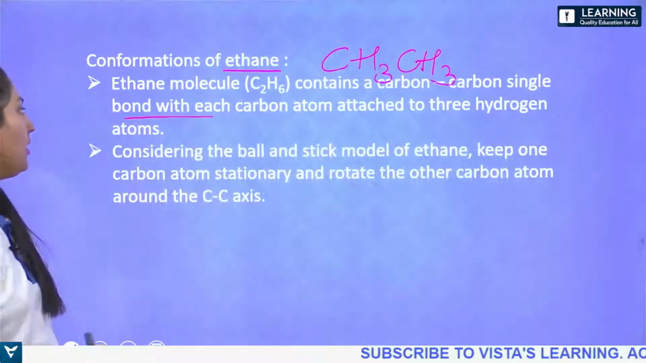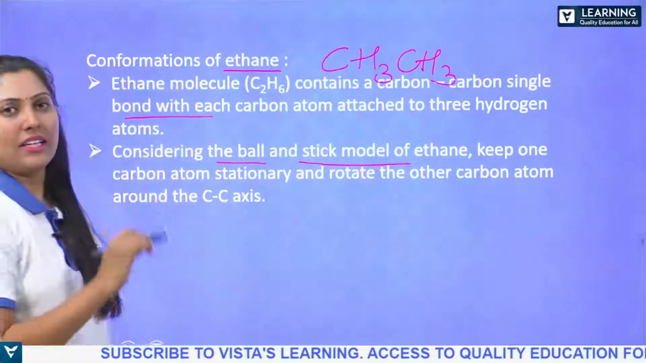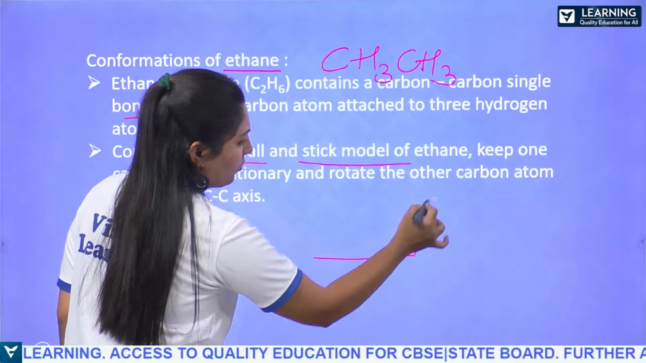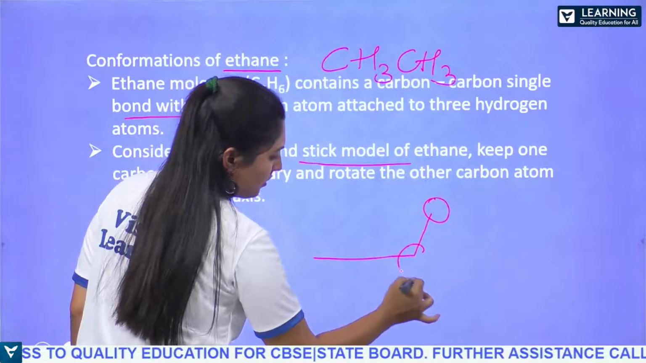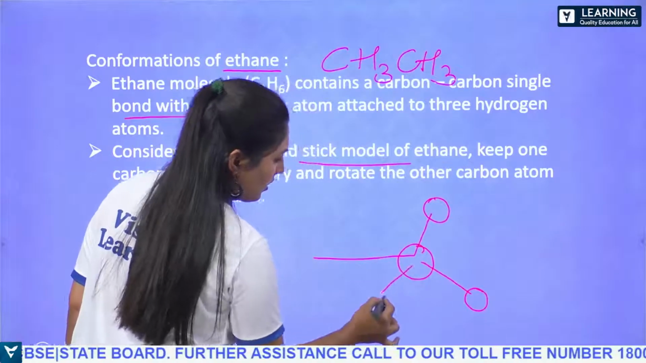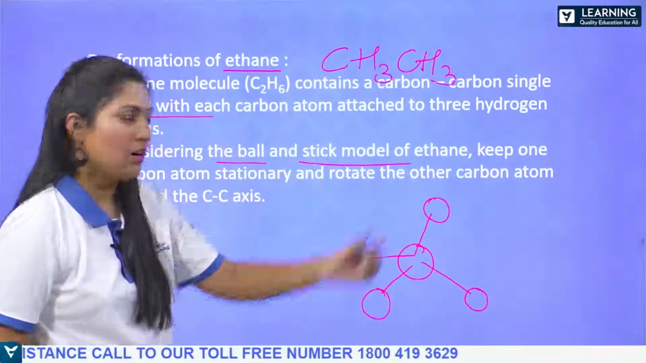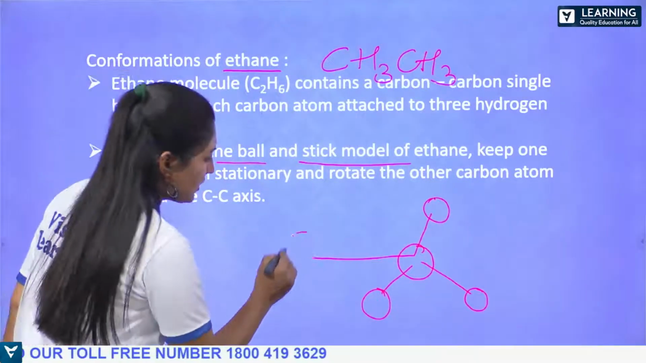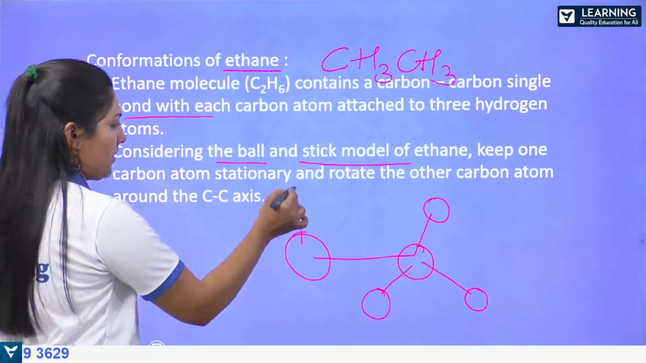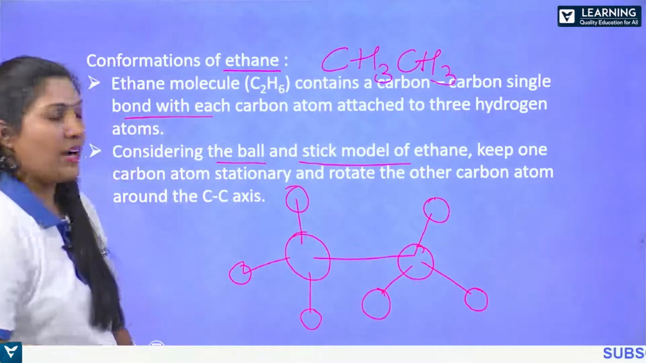And the ball and stick model of this ethane, if you consider, you have a stick like this and one hydrogen. Here we have a carbon and another hydrogen, another hydrogen. This model will be called the ball and stick model of ethane. So this larger circle will be the carbon, and the small circles can be considered as hydrogen.